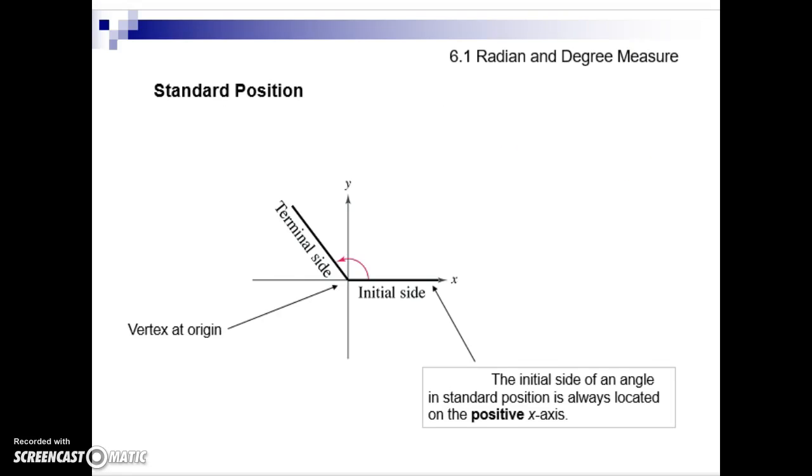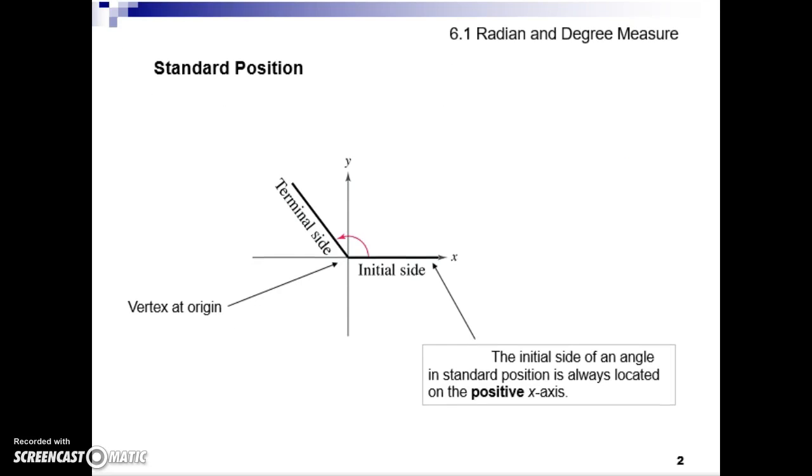So we're going to take our angle and we're going to put it in the Cartesian coordinate plane. We're going to put the initial side on the x-axis with the vertex at the point of origin. And then depending on where our terminal side is, that gives us the angle measure.